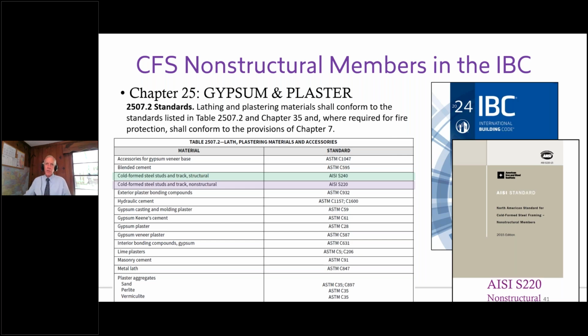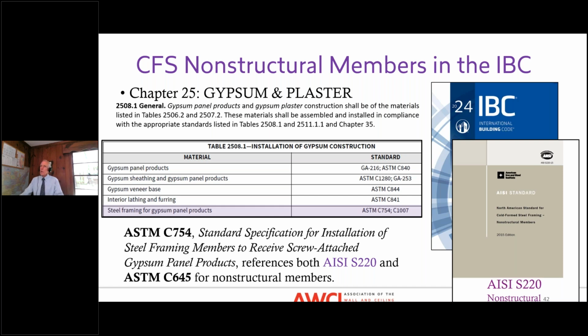And one other location for non-structural is in Table 2508.1, Installation of Gypsum Construction. At the very bottom, it says steel framing for gypsum panel products. It's ASTM C754, that's the one for non-structural installation, and ASTM C1007 for structural installation. So we're talking about non-structural here. ASTM C754 is the standard specification for installation of steel framing members to receive screw-attached gypsum products. It references both AISI S220 and ASTM C645.